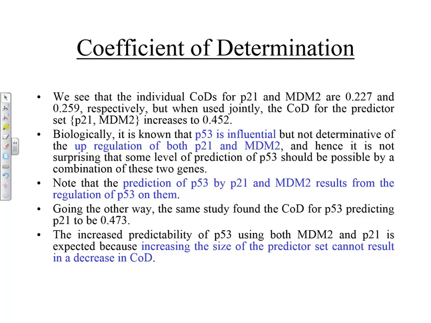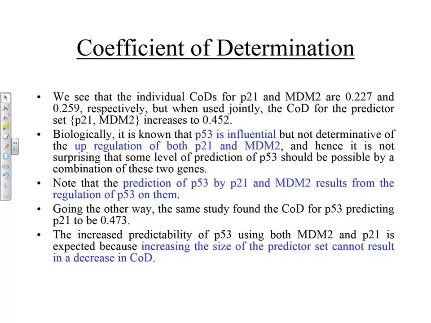Now biologically it is known that P53 is influential but not determinative of the upregulation of both P21 and MDM2. If P53 turns on, P21 can be turned on, MDM2 also can be turned on, under some conditions. And hence it is not surprising that some level of prediction of P53 should be possible by a combination of these two genes. And note that the prediction of P53 by P21 and MDM2 results from the regulation of P53 on them, because P53 status affects both these genes. That's why looking at them you are able to say something about P53.